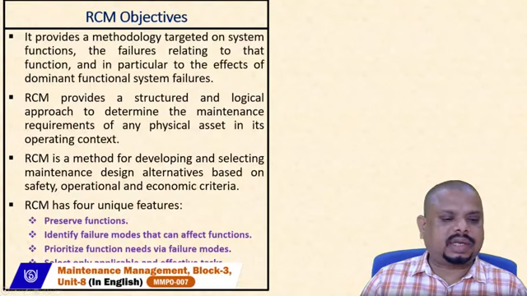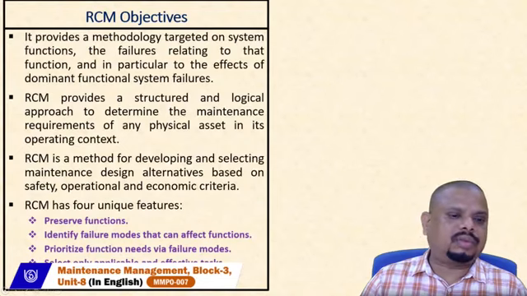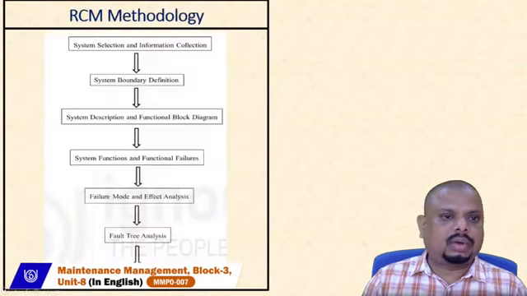And the last one is to select only applicable and effective tasks. So these are the four unique features included in the RCM objectives. So let's understand the methodologies.